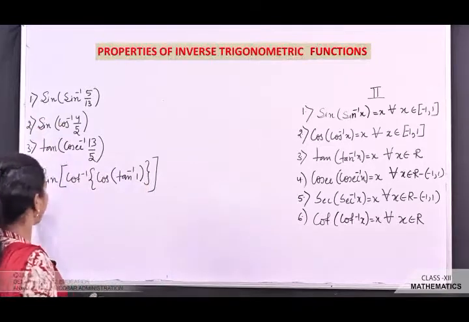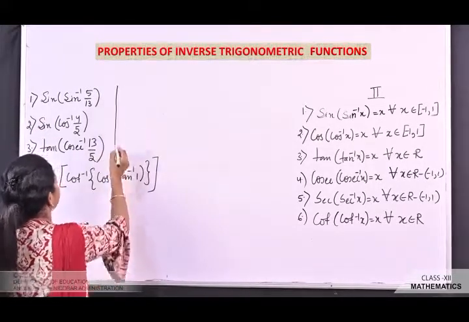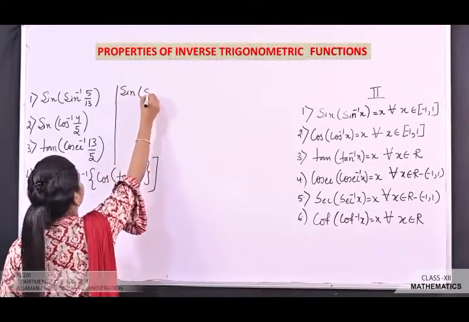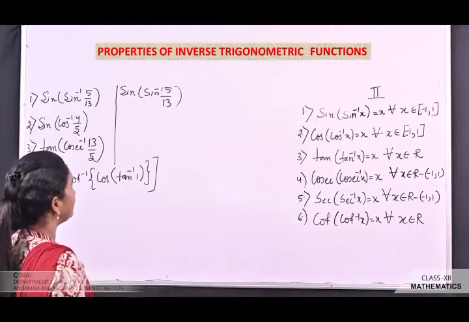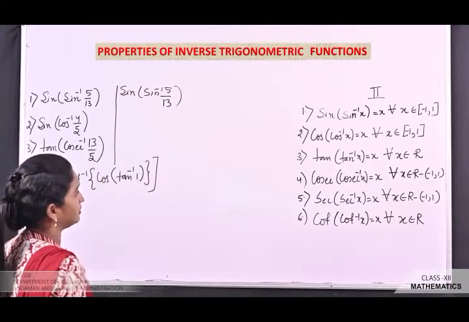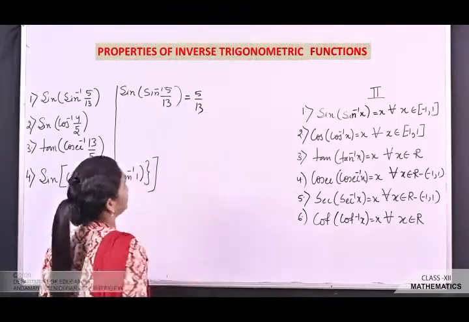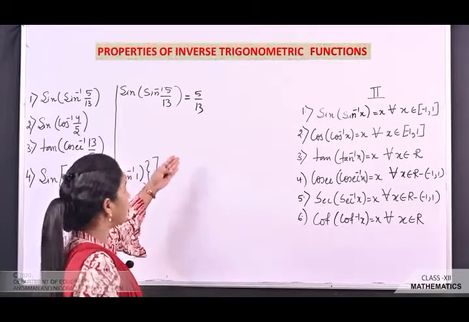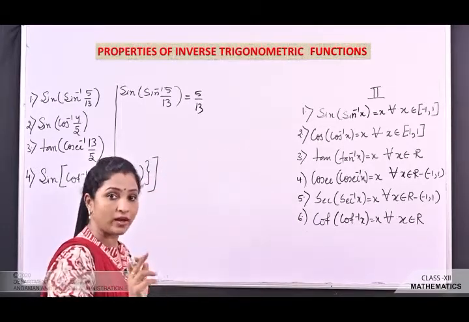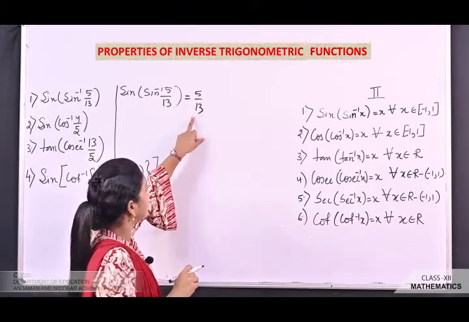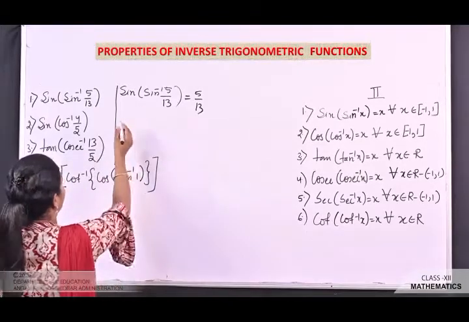So these are the questions, some 4 questions I have listed here. You can see the first question: sine of sine inverse 5 by 13. What will be the answer? Directly you can write the answer as 5 by 13. Why 5 by 13? Because we know that sine of sine inverse x is equal to x for all x belongs to -1, 1. That means this 5 by 13 belongs to the domain -1, 1. So this is a very simple question.